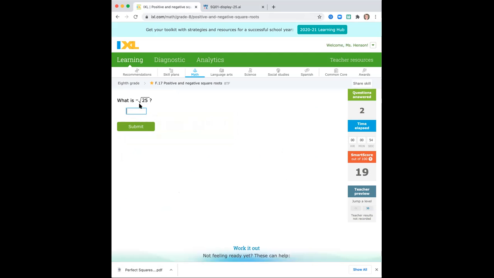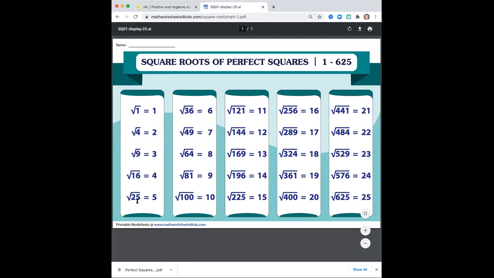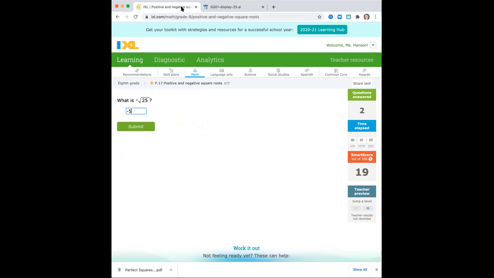And the negative square root of 25. So if you remember that the square root of 25 is 5, you can just answer without checking the chart. But you can also go and check the chart for 25. It is 5. Okay, I've double checked. Is it positive or negative? We want negative.